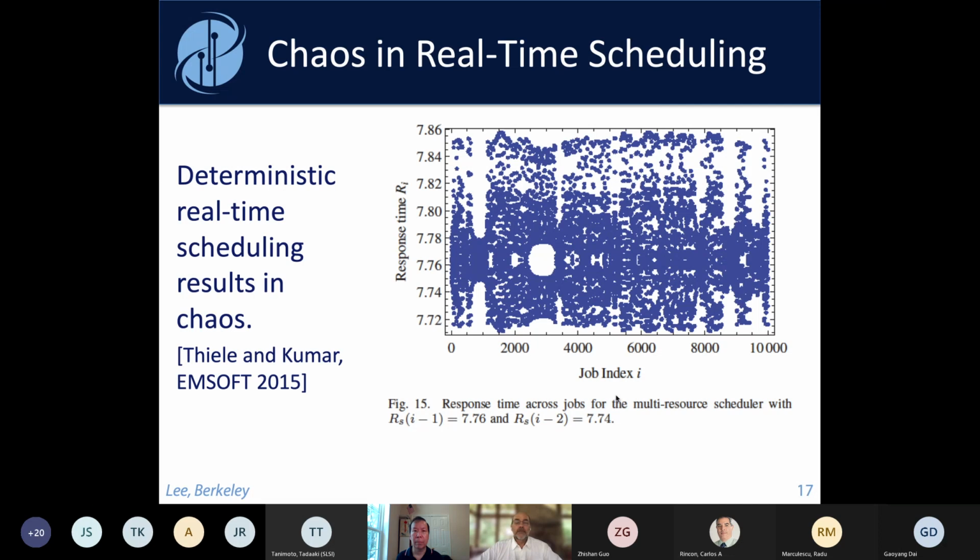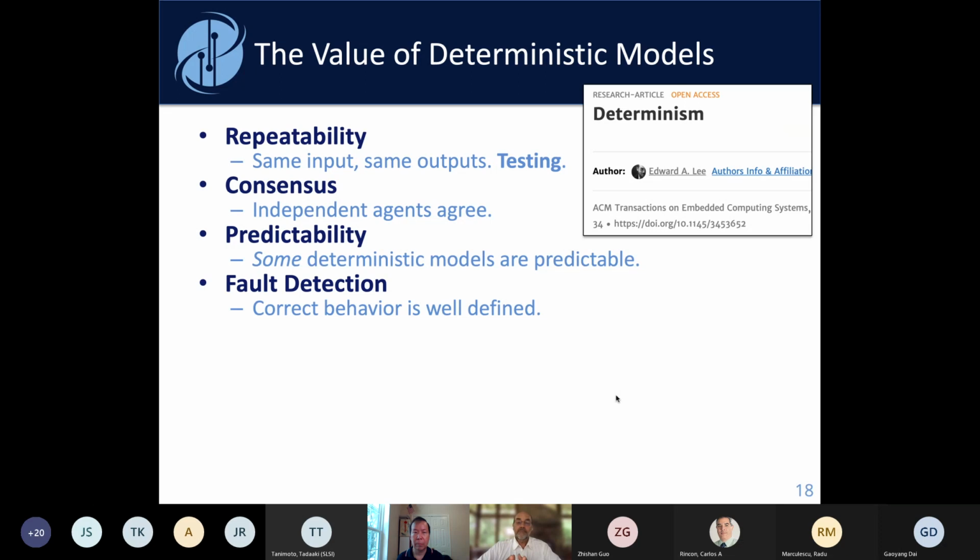Lothar Thiele and his group at ETH showed that chaos arises in real-time scheduling. There's this wonderful paper from EMSOFT 2015, and this plot from the paper shows response time across jobs and shows distinctly chaotic behavior. It's impossible to predict behavior into the future, given a really quite simple model of the real-time scheduling problem in this particular case. So determinism doesn't always come with predictability, but some deterministic models are predictable.